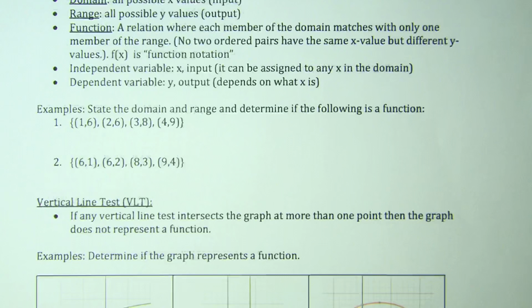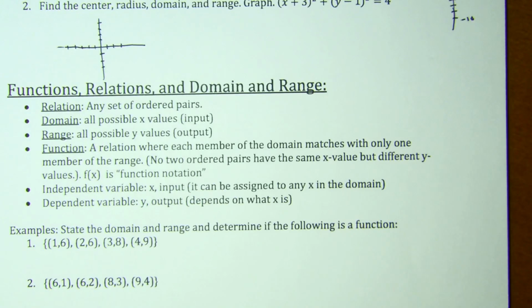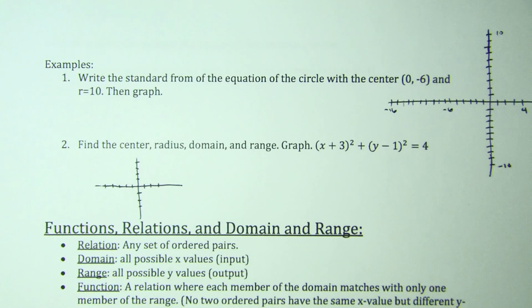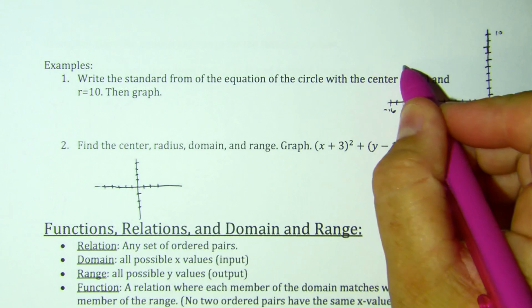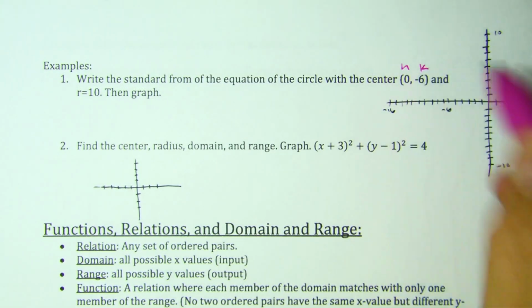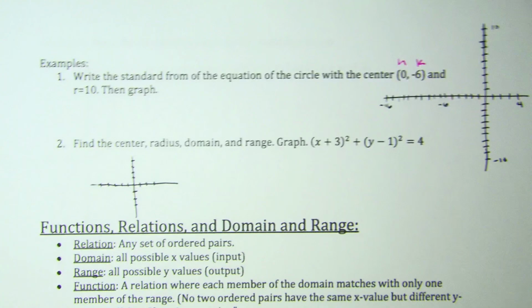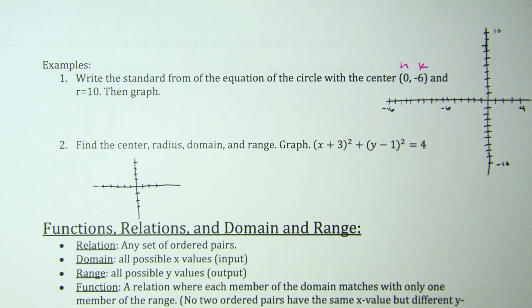So we're going to go ahead and practice graphing a circle. First example here says to write the standard form of the equation of a circle with the center (0, -6), and then a radius of 10, and then to graph it. So first off, if our h is 0 and our k is negative 6, then we can plug those into our equation. Our r value is 10, so we can also plug that in.